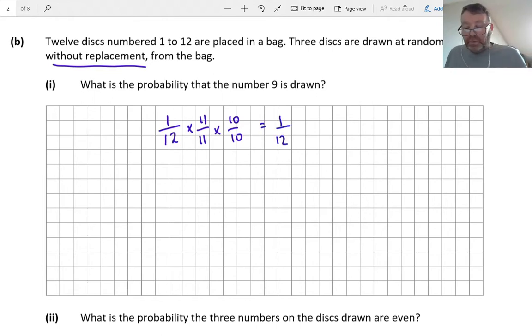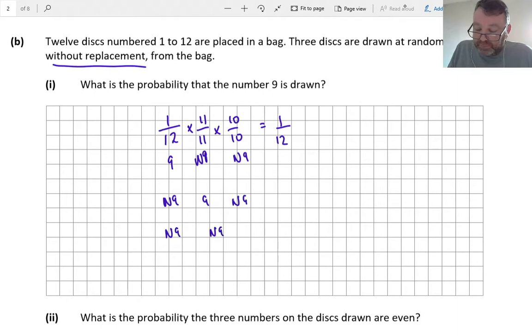That's it. Now, what about if the 9 is drawn second or third? Well, in that case, remember that the first one is only one arrangement. If the 9 is drawn first, you've got a 9, not a 9, not a 9, but that's only one arrangement. So you might also have not 9, a 9, and not 9, or you might even have not 9, not 9, and a 9.